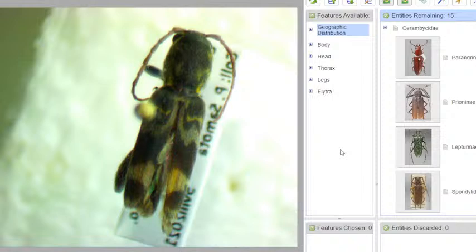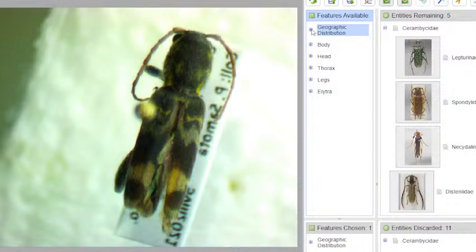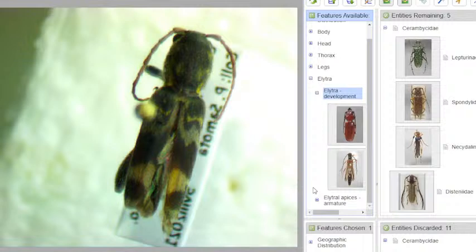So, we're going to start off, as always, on our Lucid key. We're going to click Nearctic because we're only working with North American specimens. That gets rid of a couple of these oddball subfamilies that we don't have to worry about. And now we have five subfamilies remaining. Let's start with... I like starting with the elytra. The elytra look like they are definitely fully developed, even though he's a little friend.